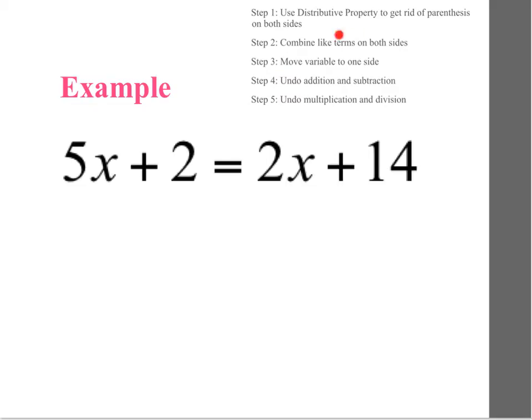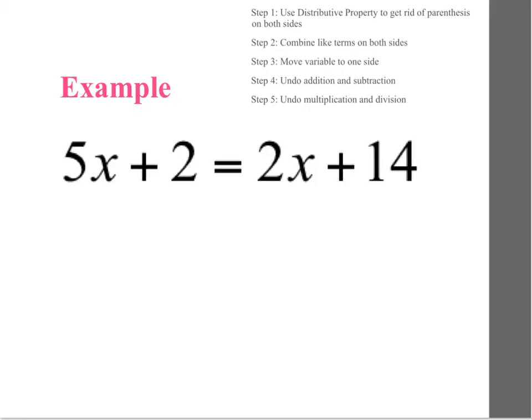First, we use the distributive property. Well, there's nothing here that requires the distributive property. So we go to step 2, combine like terms on both sides. Here I have a variable term and a constant, and a variable and a constant. So there's nothing to combine because I'm looking at both sides of the equal sign. Now I need step 3, move the variable to one side.